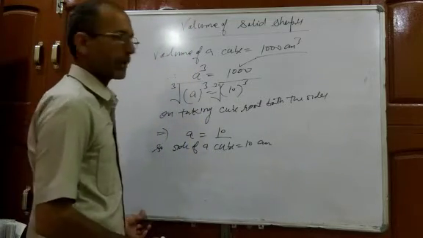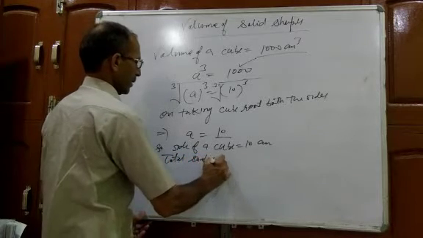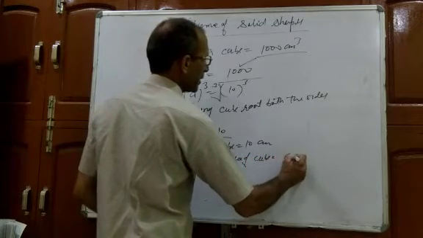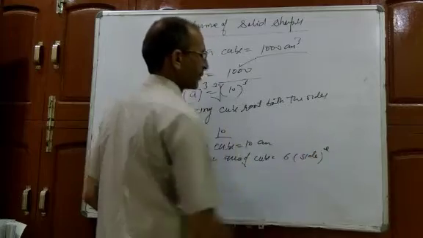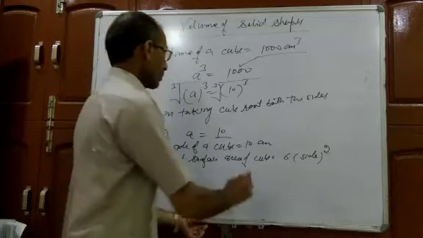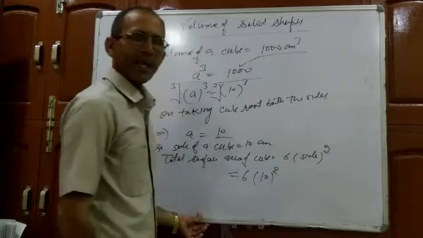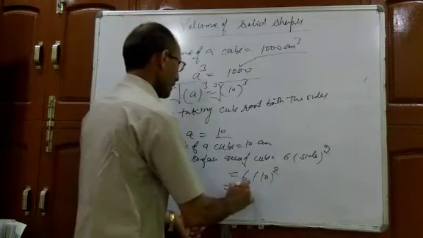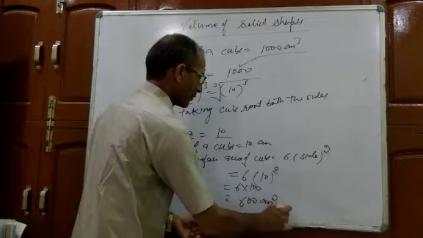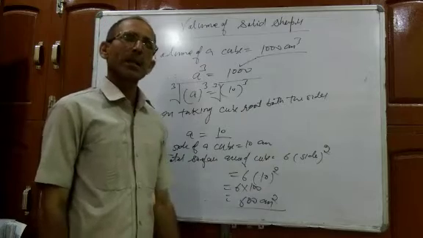Now we have to find the total surface area of the cube. Total surface area of a cube is 6 into side square. So 6 multiplied by 10 square. 10 square means 100. So 6 multiplied by 100 is 600 square centimeter. This is the total surface area of a cube whose volume was given as 1000 cube centimeter.